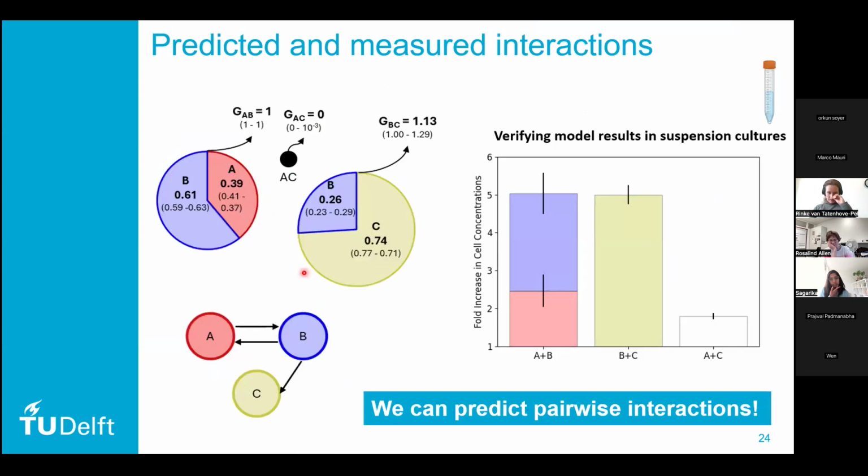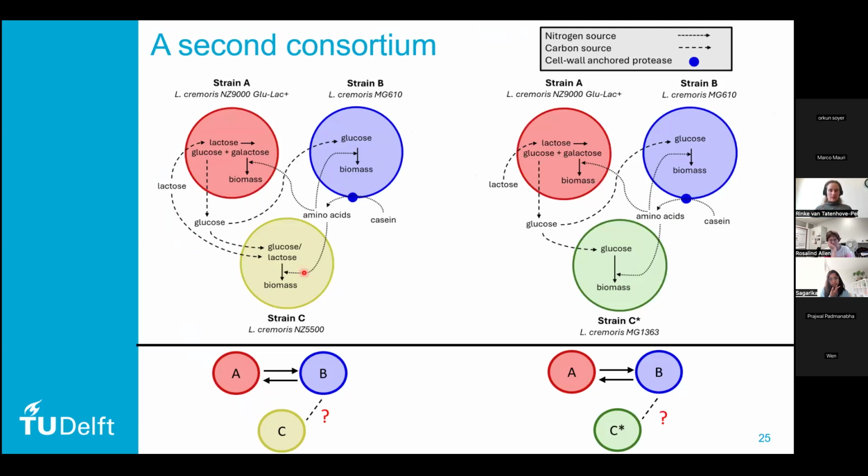But then we thought, yeah, we actually need to show it with more than just one consortium. So we took a different strain C here, C star. So A and B are still the same, but now C star is not able to use the lactose. So it can only use glucose. And this means that we now have a different interaction between B and C, because B is now still releasing the amino acids, but C star cannot use the amino acids because it doesn't have a carbon source available.